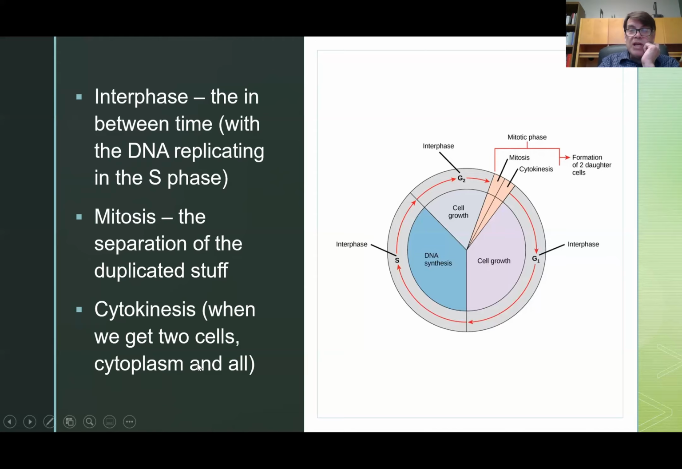By the way, it doesn't always end in cytokinesis. Have you ever had an egg with two yolks? You open it up and there are two yolks in this egg. Well, you do have sometimes a kind of splitting of all the insides without the actual pulling apart of the cells. That can happen, but this is the normal process right here. Interphase, mitosis, cytokinesis.